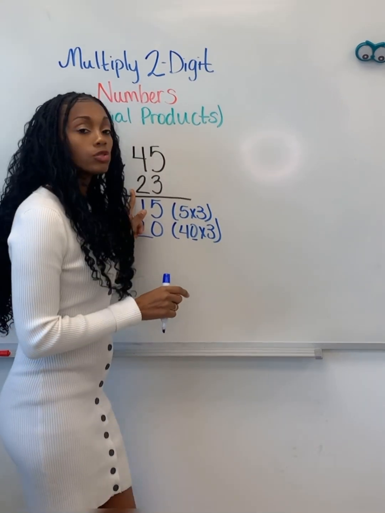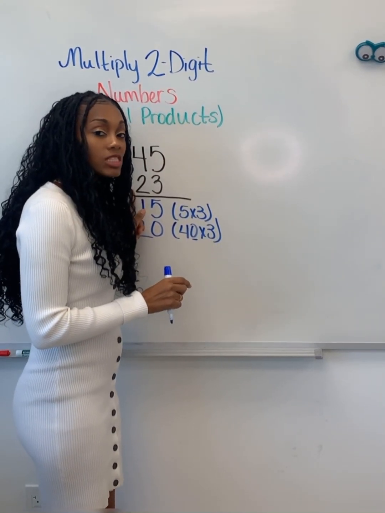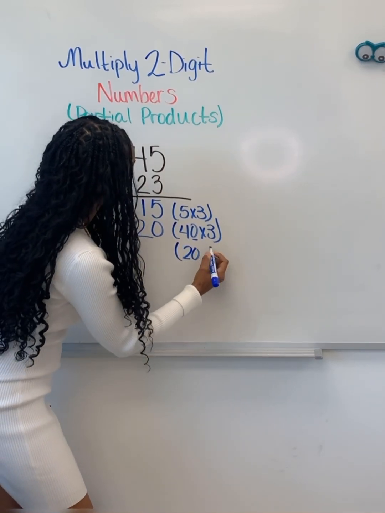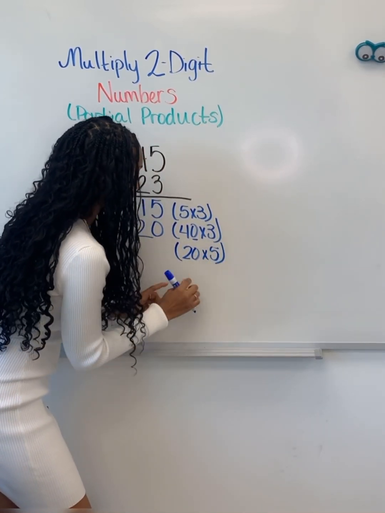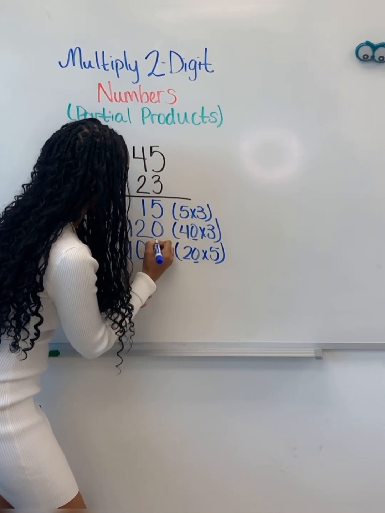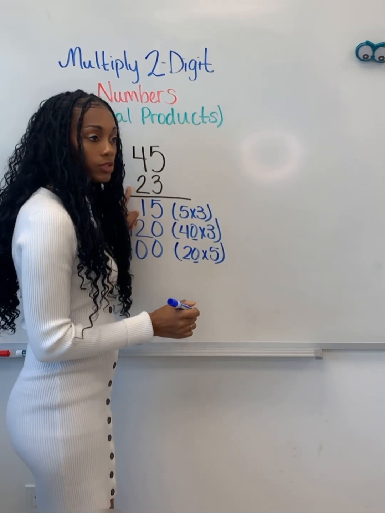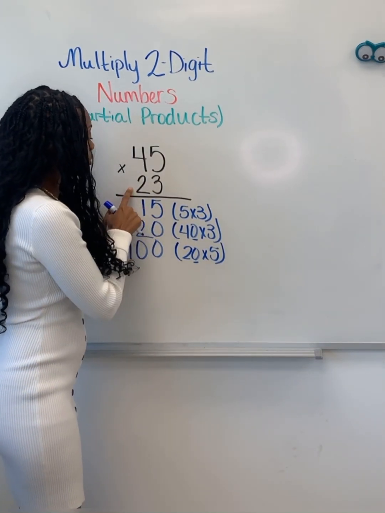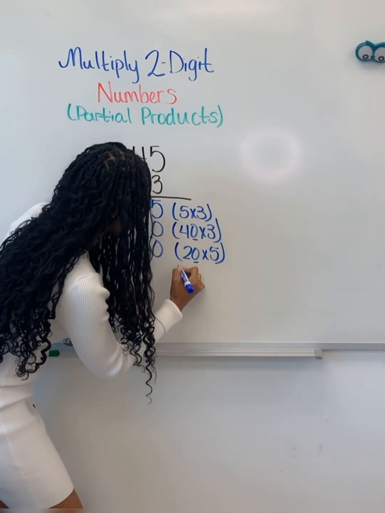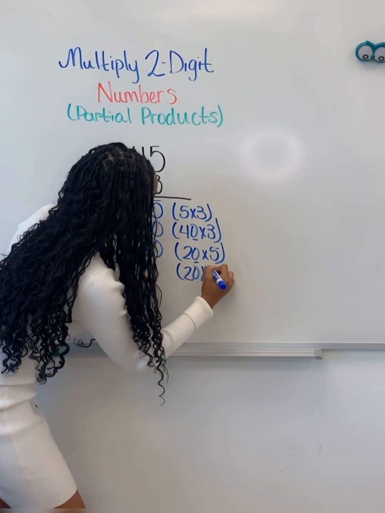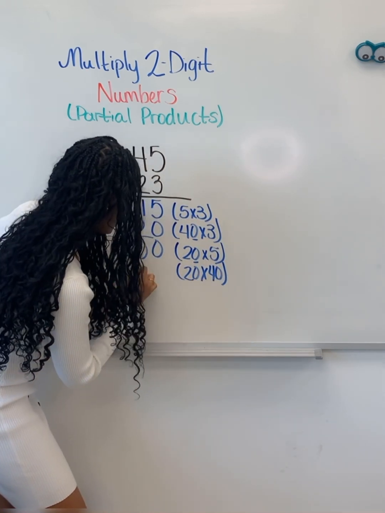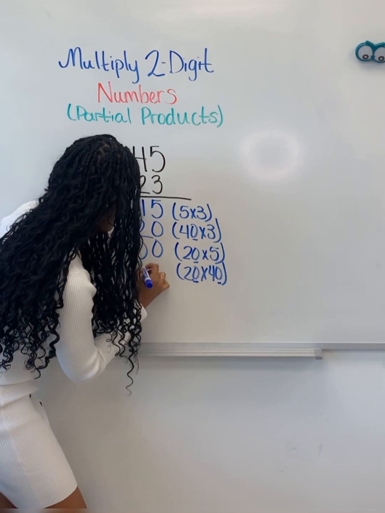So now we have the 2, and remember the 2 is in the tens place, so that makes it a 20. So that's going to be 20 times 5. If you know that 2 times 5 is 10, and then add back that 0. And then lastly we have the 2 and the 4, which is 20 times 40, because we are in the tens place. That's going to be 20 times 40. So 2 times 4 is 8, and then we add back those zeros.